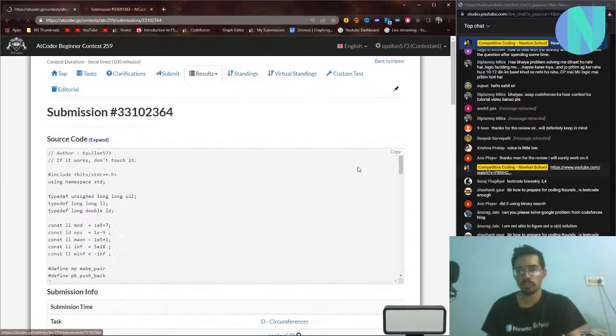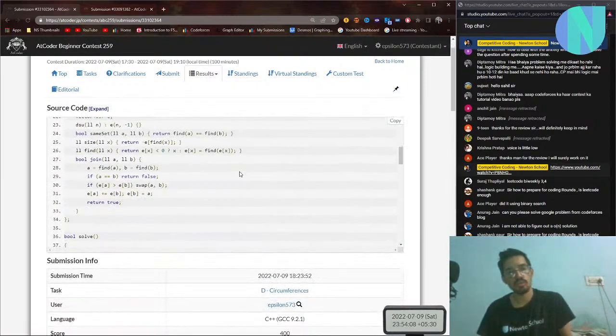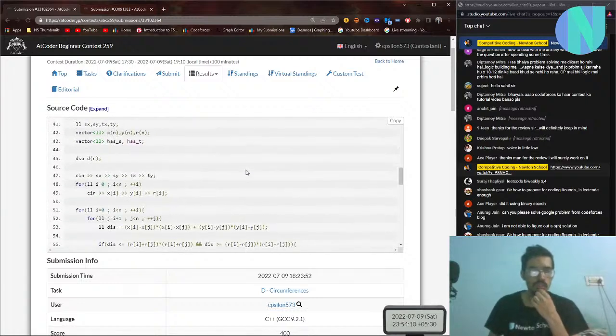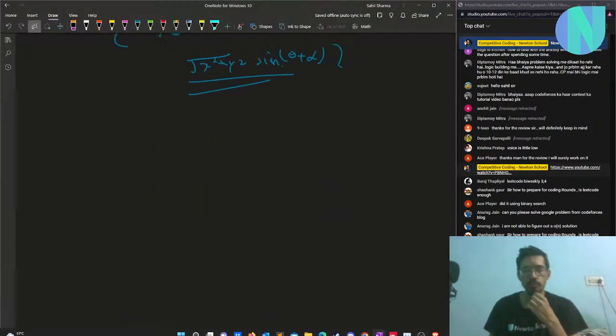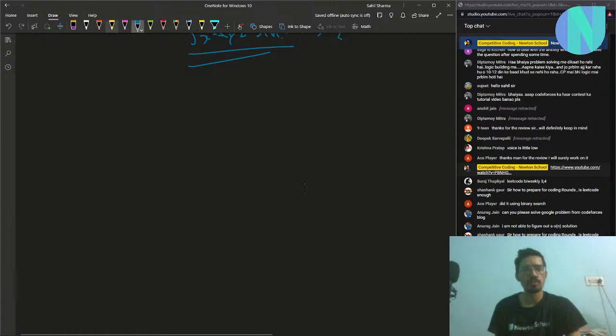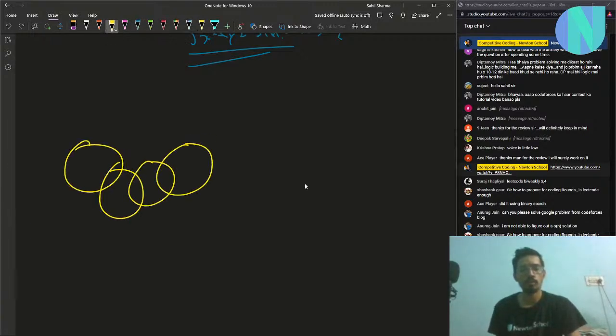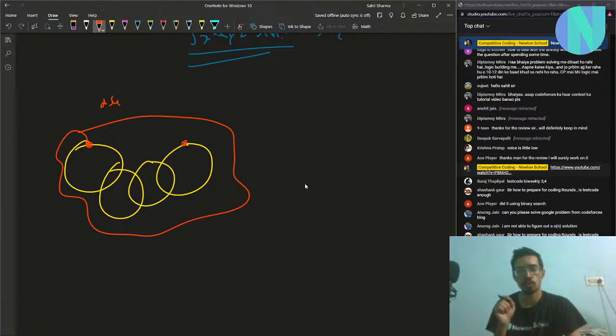If we see problem D, I use DSU in this. So just keep a DSU, right, and see how many circles are intersecting, and store them in a DSU. So now you know all these circles are intersecting. So if I start on the circumference of any circle, I can reach the circumference of any circle, right? So in a DSU you can go from any point to any point.